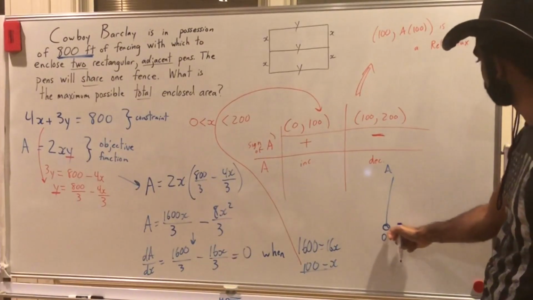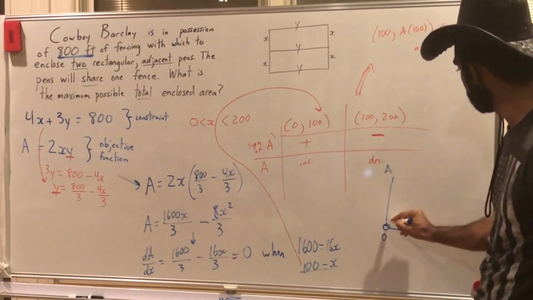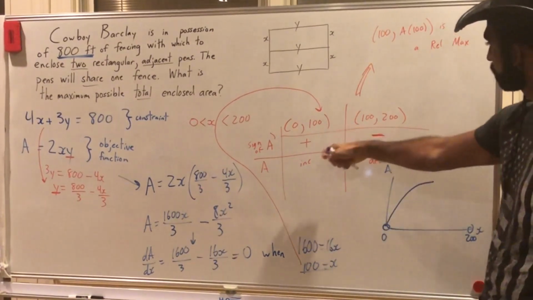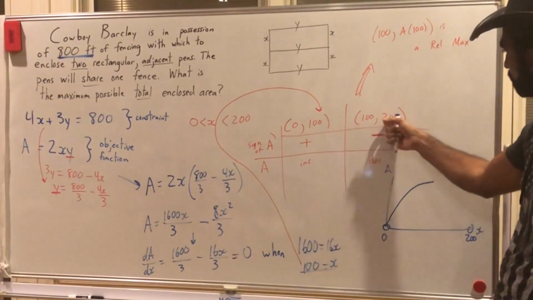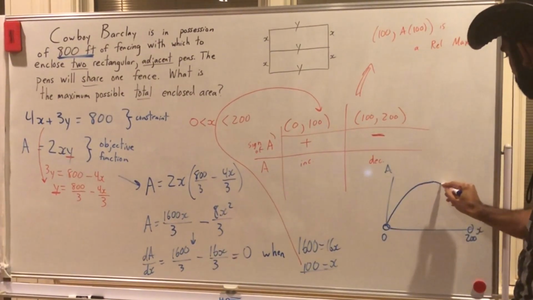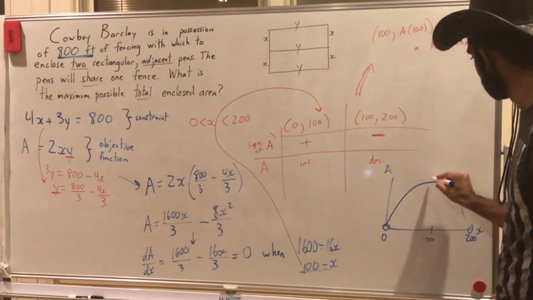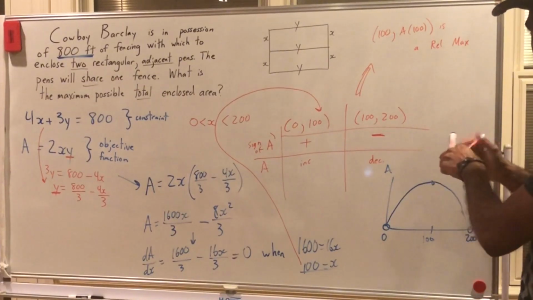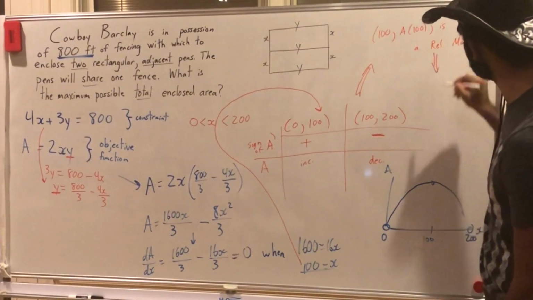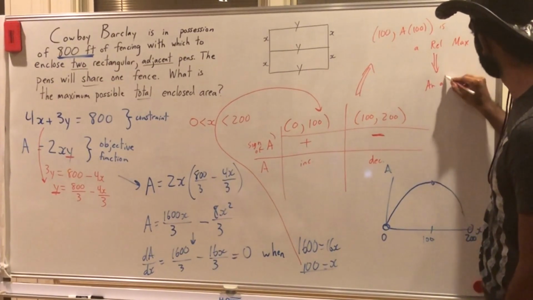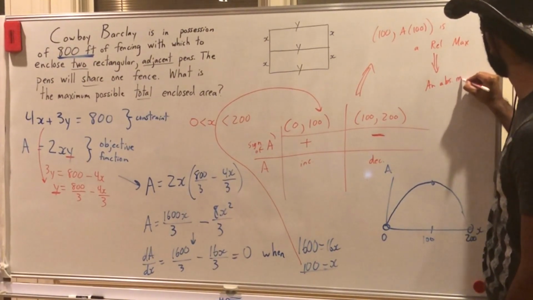Now we just determined that from 0 to 100, this function A is increasing. From 100 to 200, this function is decreasing. So this point is an absolute maximum as well.